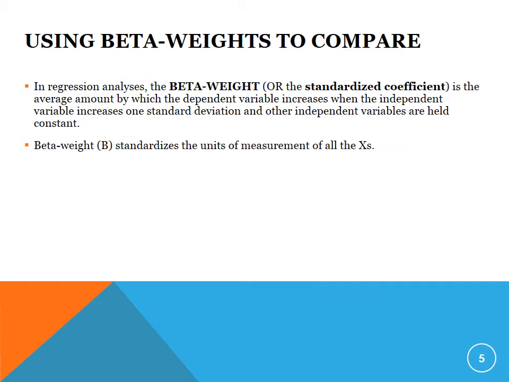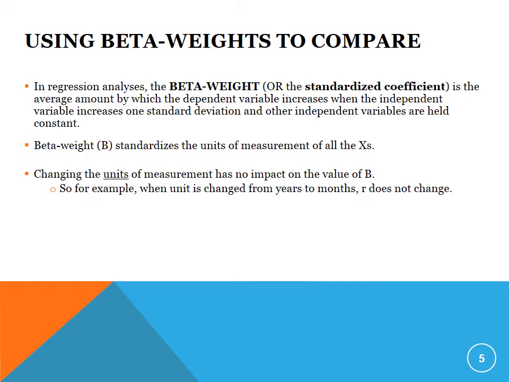So the beta weight standardizes the units of measure of all of the x's. Changing the units of measurement has no impact on the value of the beta weight. So, for example, when a unit is changed from 1 year to 12 months, we know that 1 year equals 12 months. It's the same. In the case of the regression coefficient, it would change. In the case of our beta weight, it does not change. So beta weights don't change, okay?